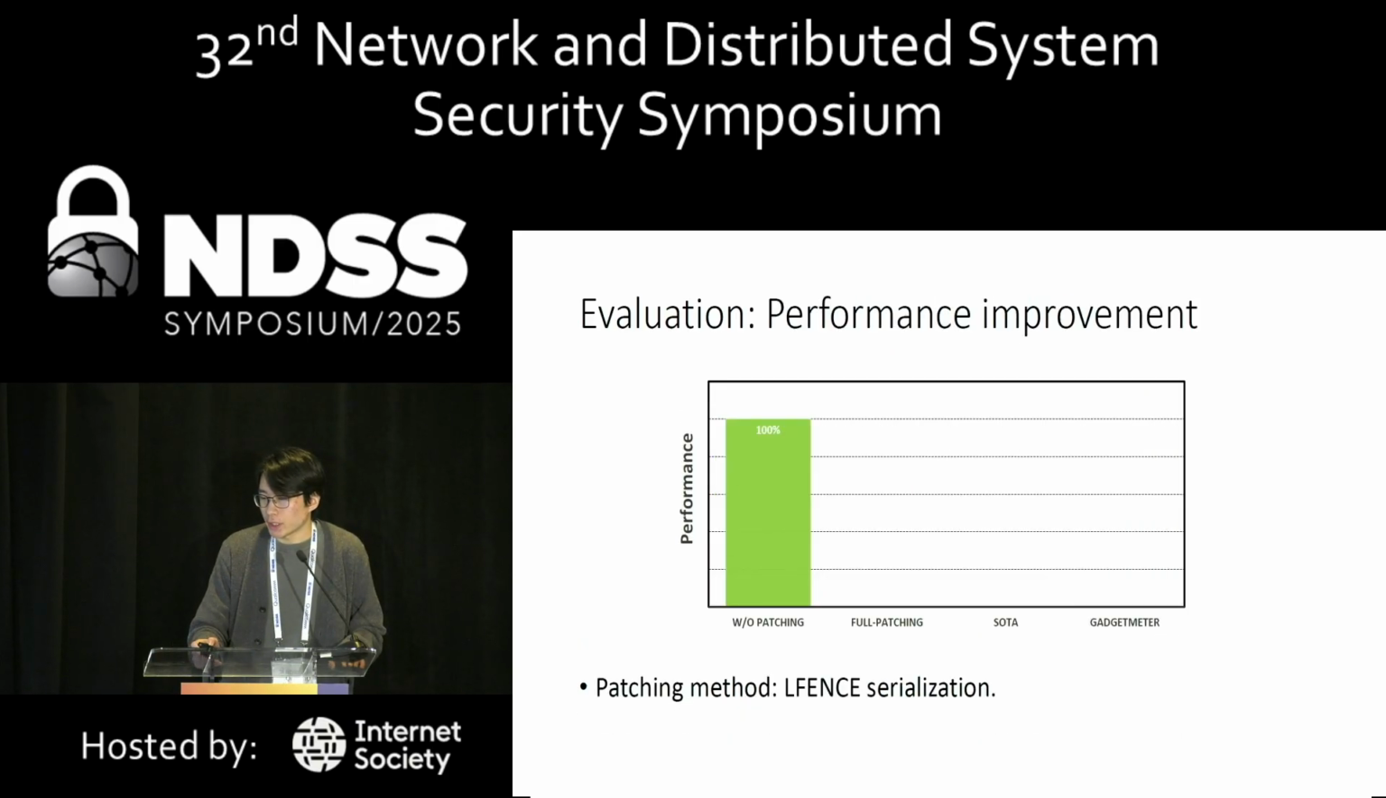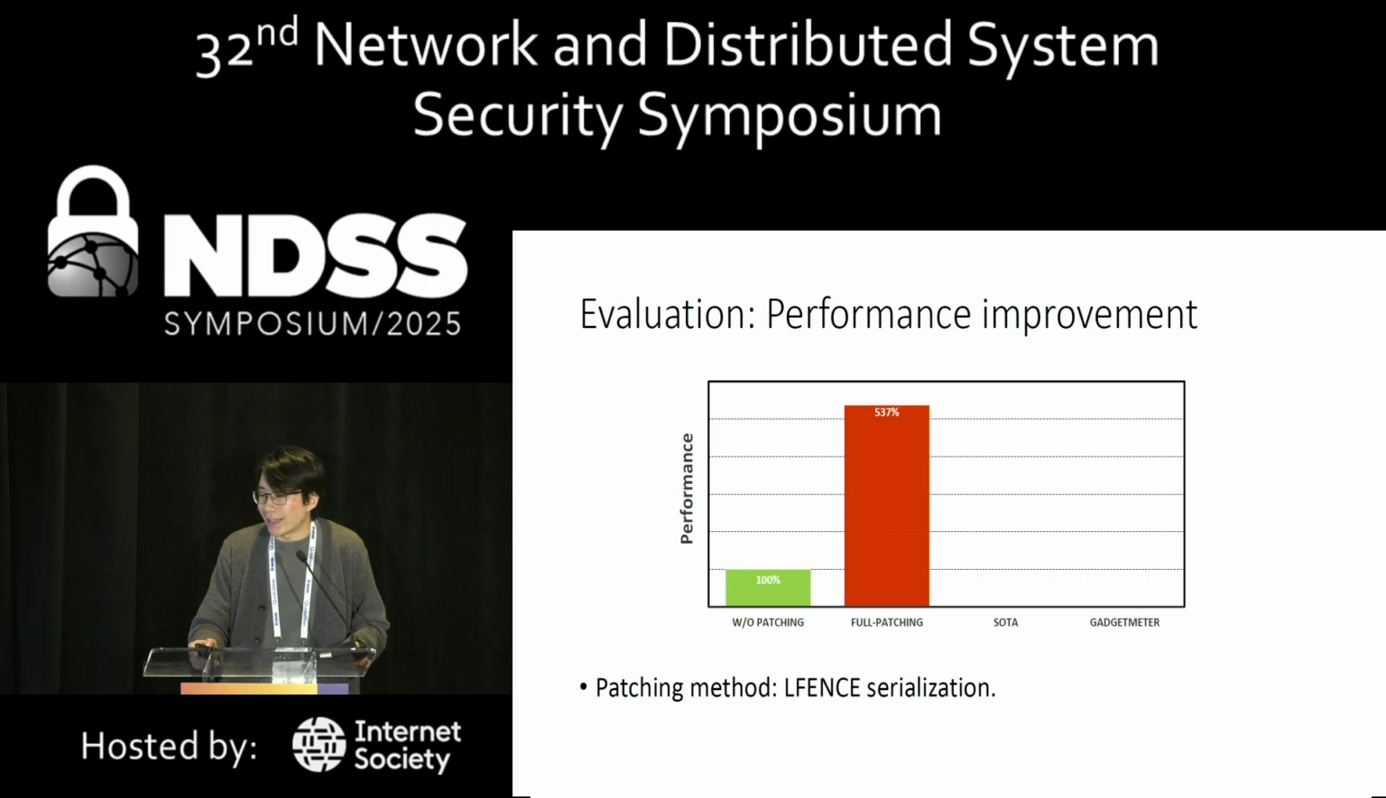We further investigate the performance improvement from removing the patch on those unexploitable gadgets. We patch those gadgets by inserting L-fence instructions into the gadget to serialize the execution. We normalize the performance relative to the software without any patching. We noticed that if we apply patching to every single branch instruction, that would result in a slowdown of over 5 times.